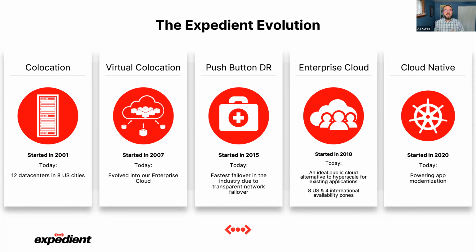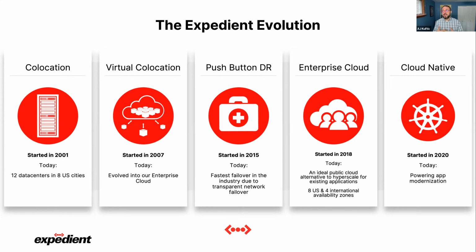In 2015, we released push-button DR to provide DR as a service for our customers. We had heard all of the struggles that they had maintaining second data centers and hardware. And so we wanted to provide the fastest failover in the industry with full network failover to solve the problems with disaster recovery. In 2018, we released Enterprise Cloud, the full cloud operating model for VMware workloads without all the refactoring. And that's the extension of what we started in 2007 with our virtual co-location platform.